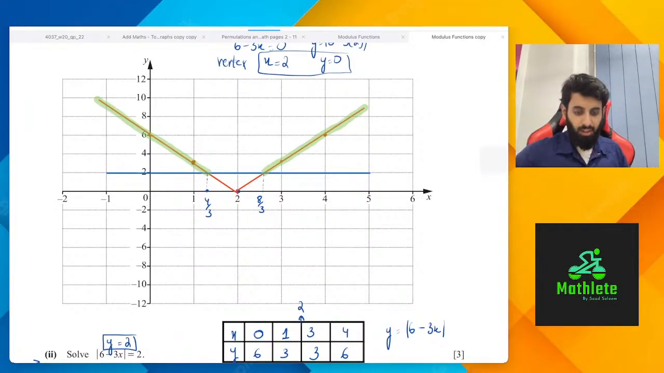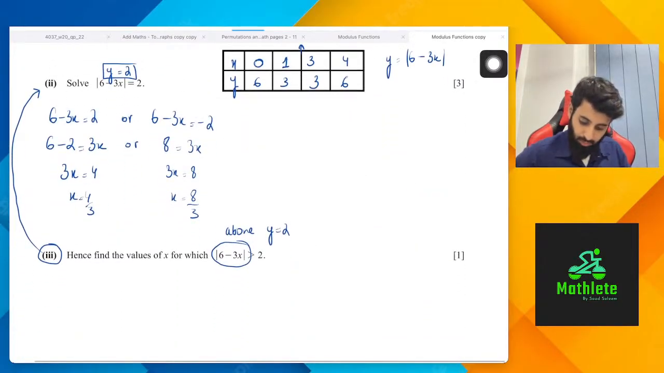Can you tell me the range? If this value is 8 upon 3, what is x going to be over here? Is it going to be greater than 8 upon 3 or lesser than 8 upon 3? Very good, Muhammad Fawzanuddin, that's correct. Since this part is on the right side of this value, it's going to be x is greater than 8 upon 3. So that's one solution.